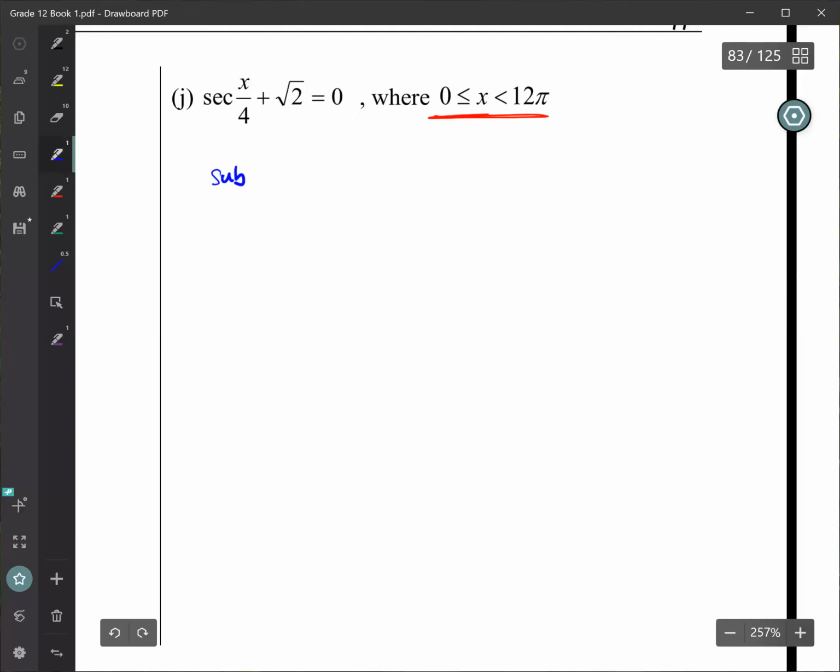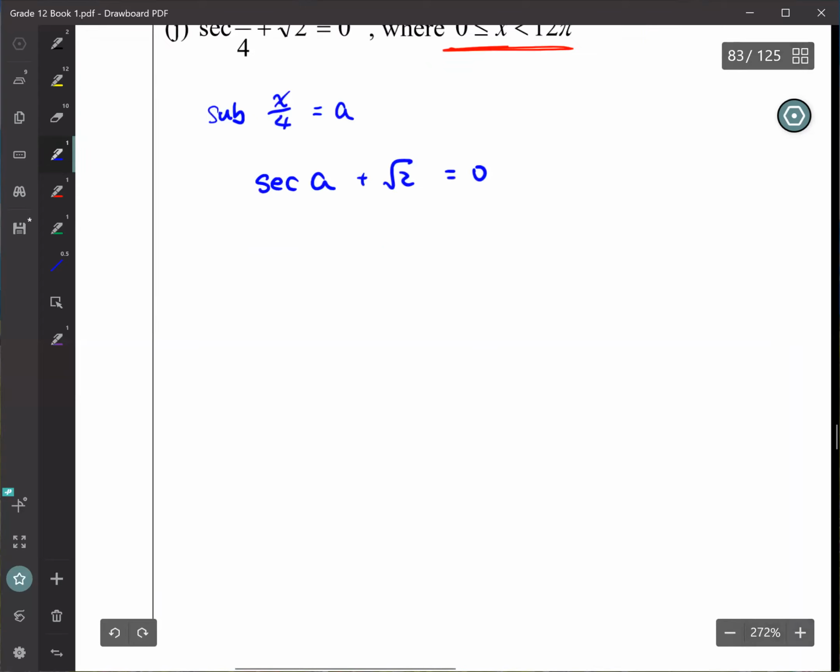Okay, what do we sub, Eric? X over 4. Yeah, you just take the whole x over 4 and make it look like a, right? So then the question looks easier to you. So it becomes secant a plus root 2 equals 0. And then you just ignore everything else for now, right?